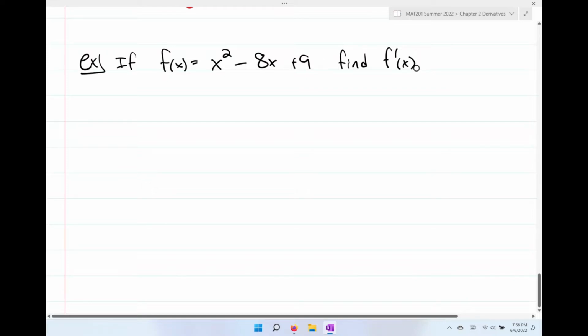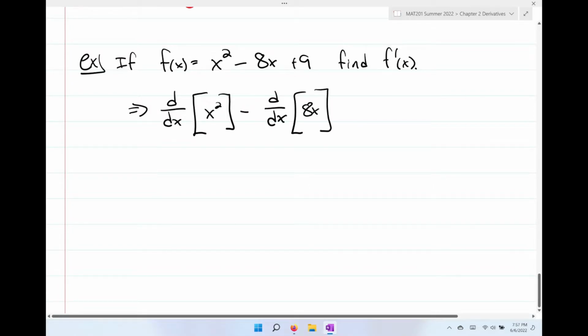So I'm really going to write this one out first just so you can see it. So what I want to do here is I want to differentiate x squared minus, I want to differentiate 8x plus, I'm going to differentiate 9. So right there is my sum and difference formula, or my sum and difference rule.